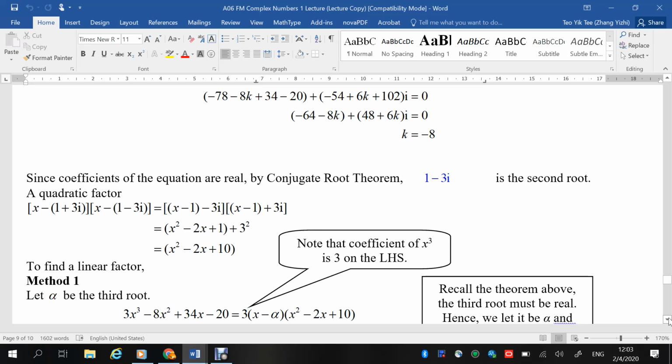Anything wrong with my working? Sure. Got problem no? There should be a 3 here, right? Sense? So I'm missing a 3 here. You understand? Can? So far so good. What to do next? Okay, so if you actually expand, you're going to have x squared minus 2x plus 10 coming out. So this one becomes x squared minus 2x plus 10. And then this is 3x minus 8. Agree?